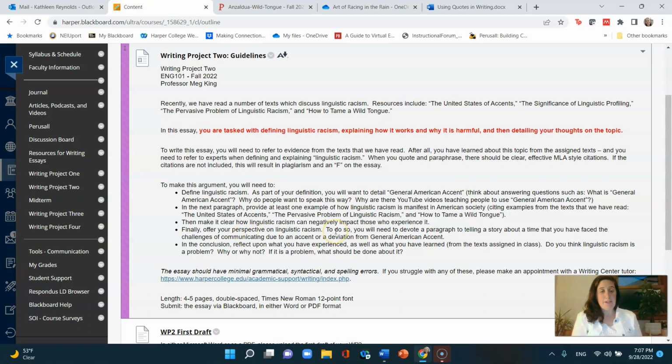The third paragraph is going to be how linguistic racism can negatively impact those who experience it. So I think that will be probably also a separate paragraph, or you might have it be together with the second paragraph. Offer your perspective on linguistic racism. You're going to have a paragraph where you talk about a time you have faced challenges communicating, okay? And then finally in the conclusion, what did you learn? And do you think linguistic racism is a problem? Why or why not? And if it is a problem, what should somebody do about it?